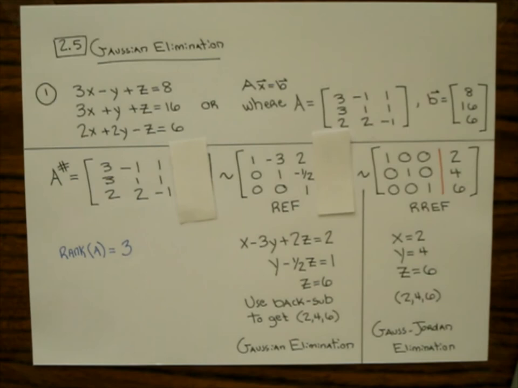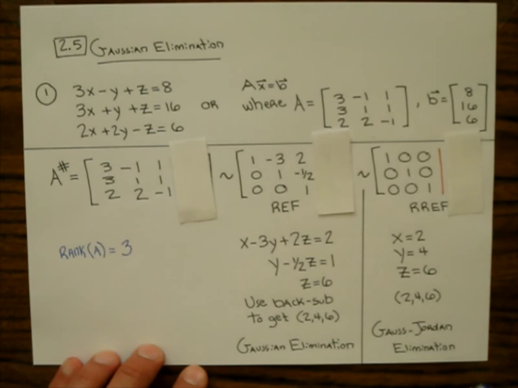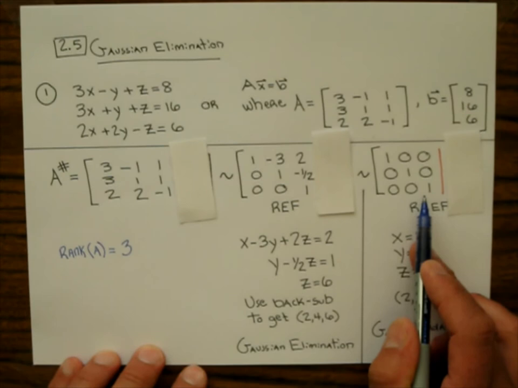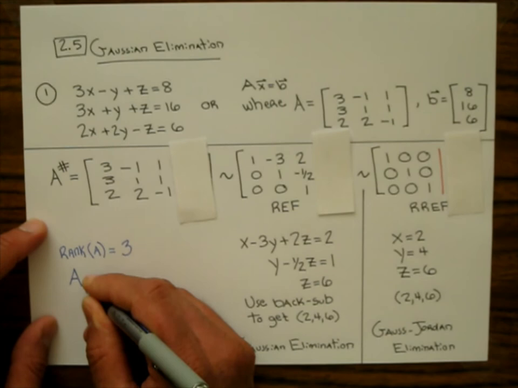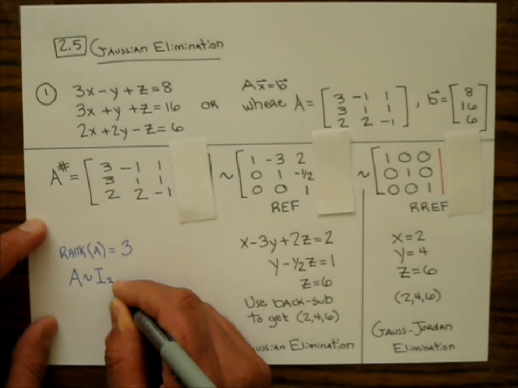If you keep reducing A, so look, I've covered up the right-hand side vector there, A actually ends up being row equivalent to the identity matrix. So I'm going to write that down right there. So A is row equivalent to the identity. So the 3x3 identity is I3.